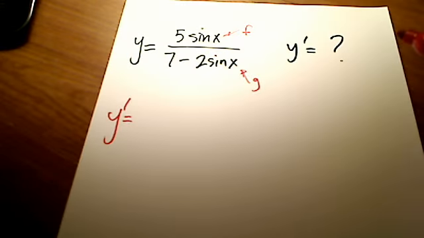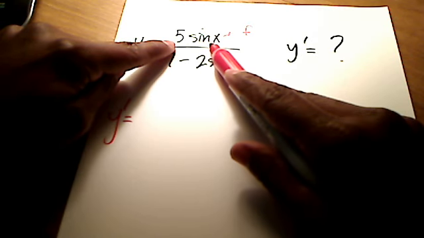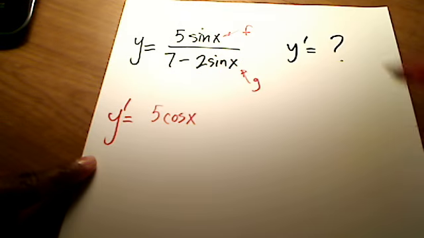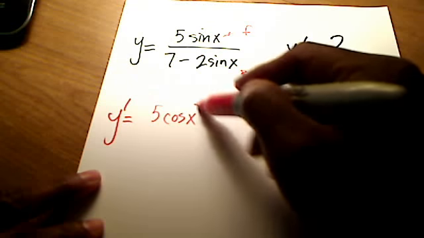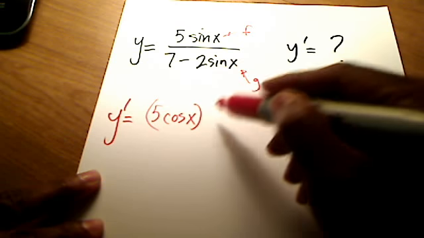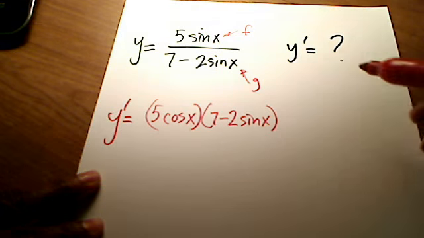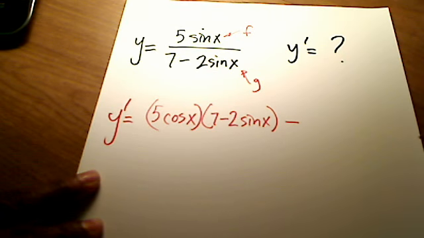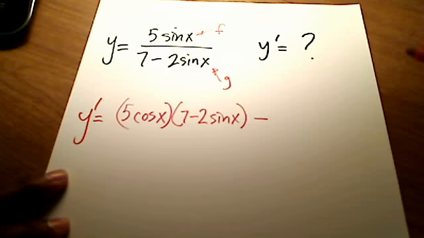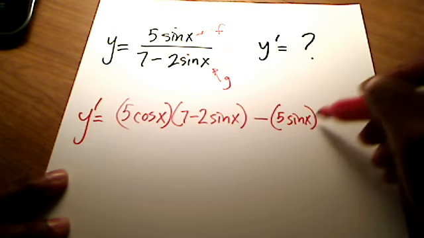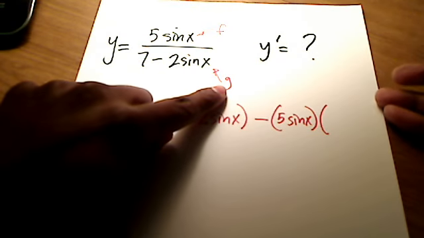The quotient rule says give me the derivative of f, the derivative of that numerator, which is 5 sine x. Well, the derivative of 5 sine x is 5 cosine x. Then that times g, my entire denominator, so I'll wrap that in parentheses, 7 minus 2 sine x. Minus f, my numerator, times the derivative of g.